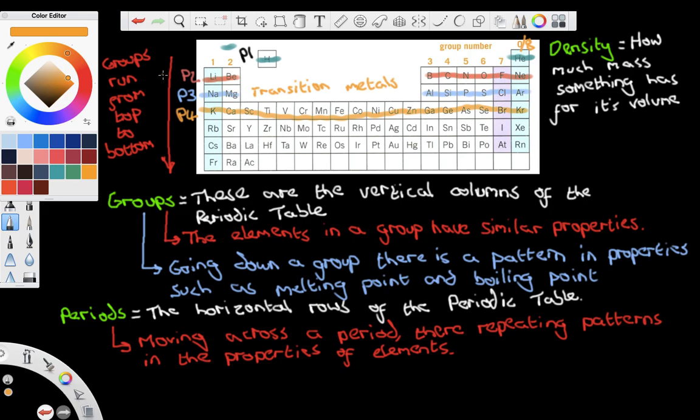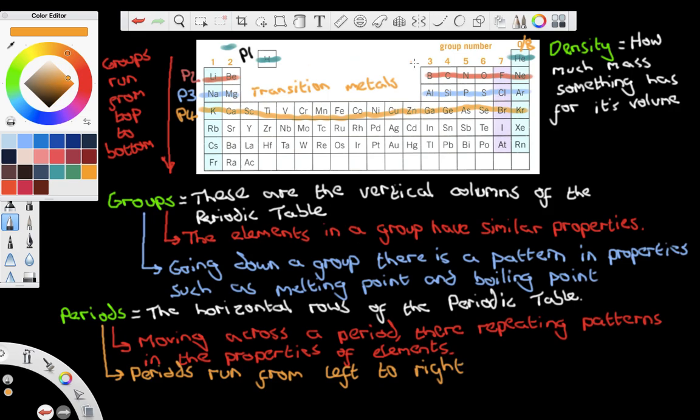So the periods run from left to right. So we can add underneath our definition by saying that periods run from left to right.